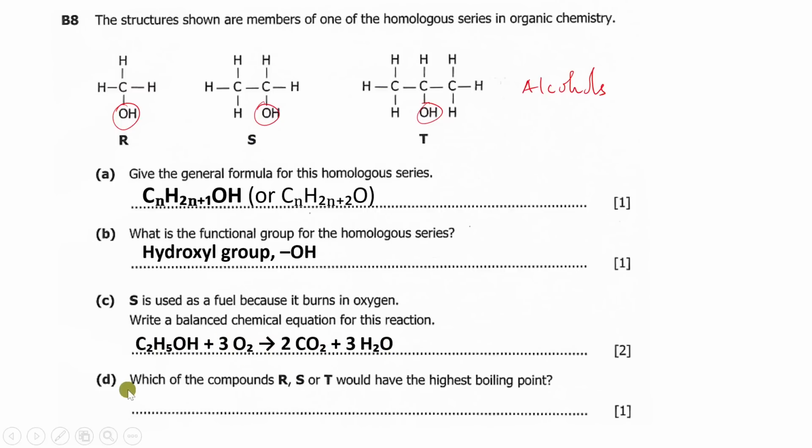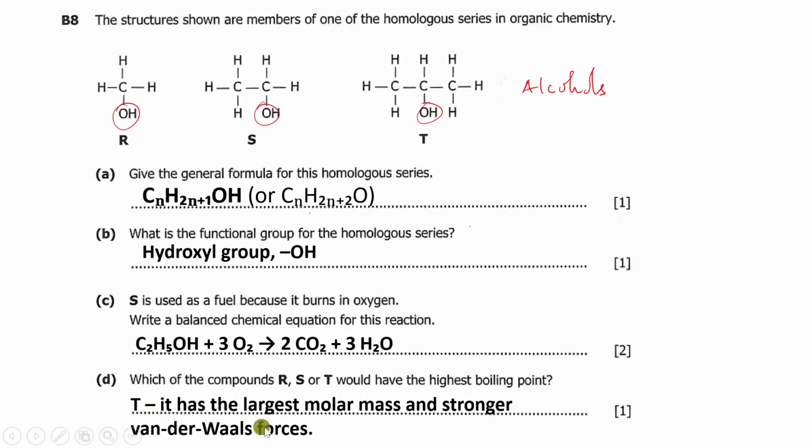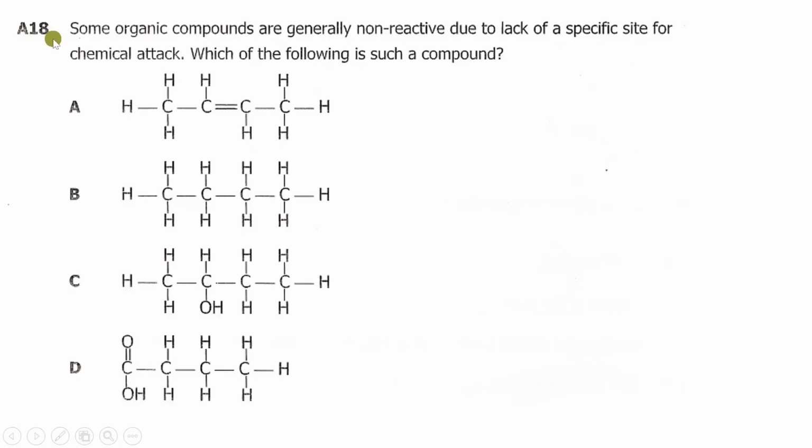Then D, which of the compounds R, S, or T would have the highest boiling point? The one with more carbon atoms, so it would be T. It has the largest molar mass and stronger van der Waals forces. Okay, then we go to the next, 18.